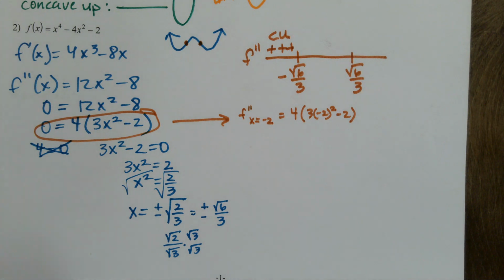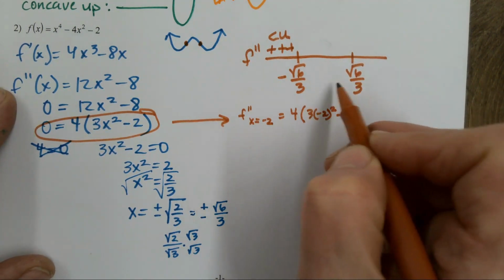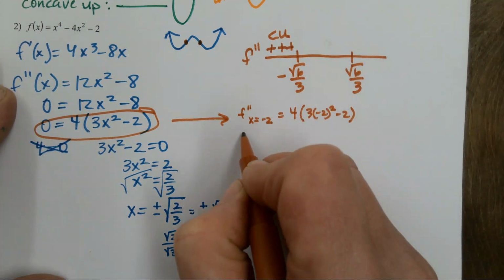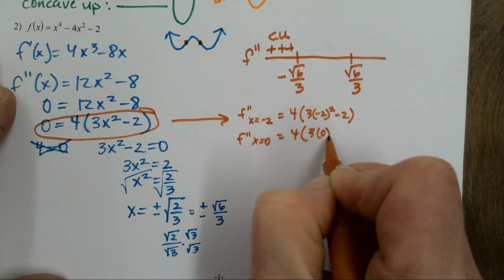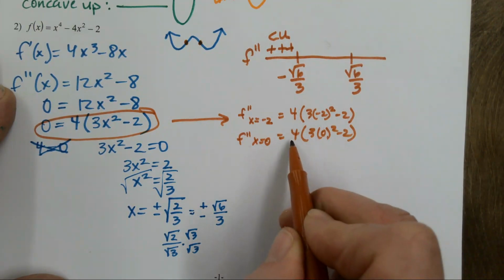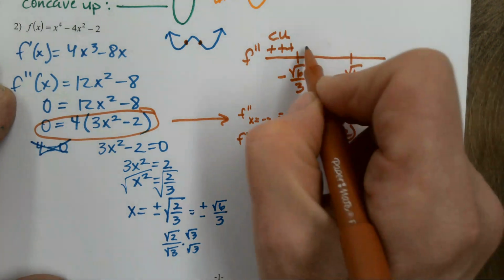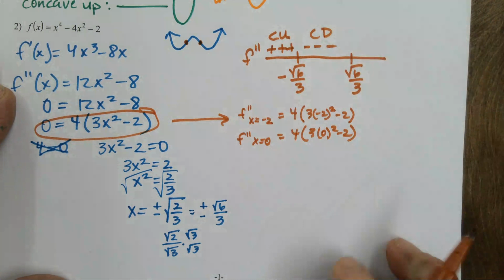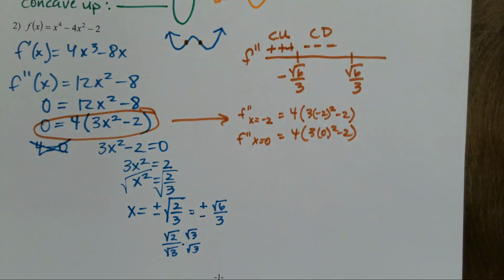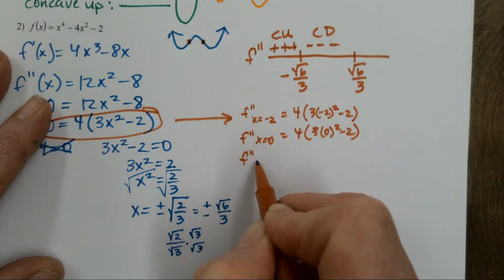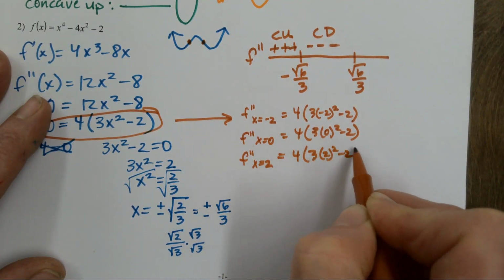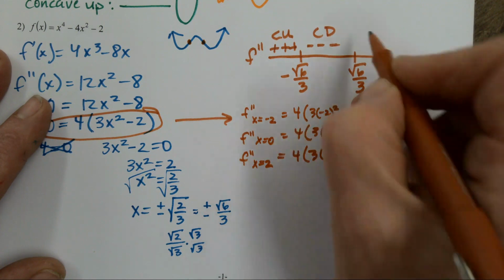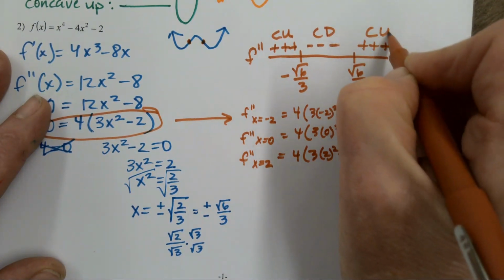And then between a negative and positive number is always 0. So I'm going to do f double prime when x is 0, and that is 4 times 3 times 0 squared minus 2, and that becomes 4 times -2, or negative, concave down. Then I'll do something on the other side of that, something like 2. And that's 4 times 3 times 2 squared minus 2. And again, that comes out to be positive, so it is concave up again.